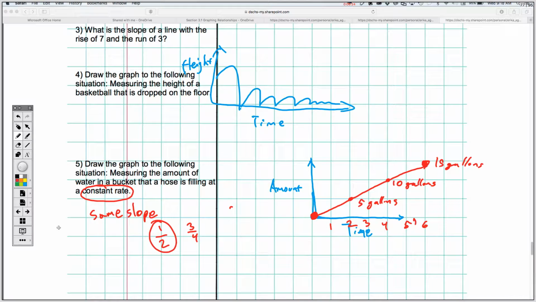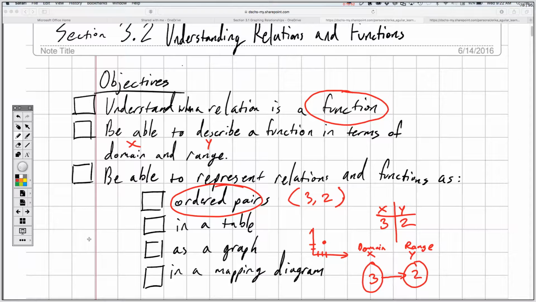Was anyone still copying? Everyone good? Okay, go ahead.